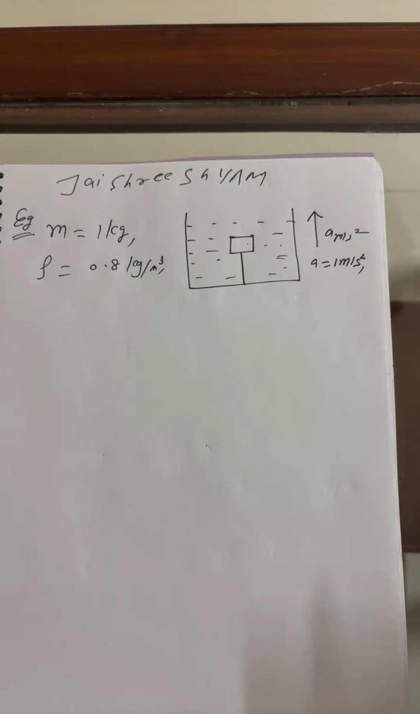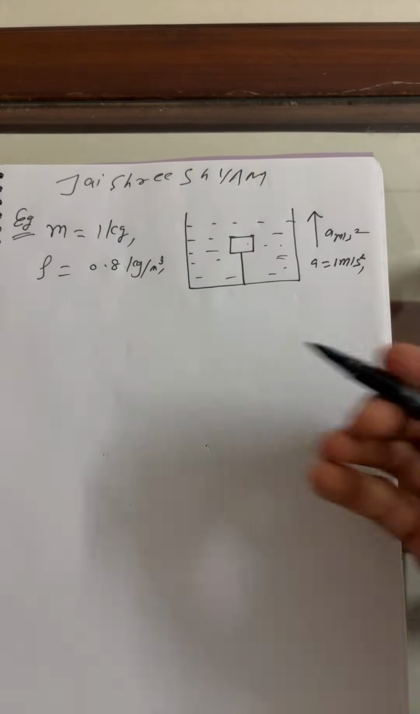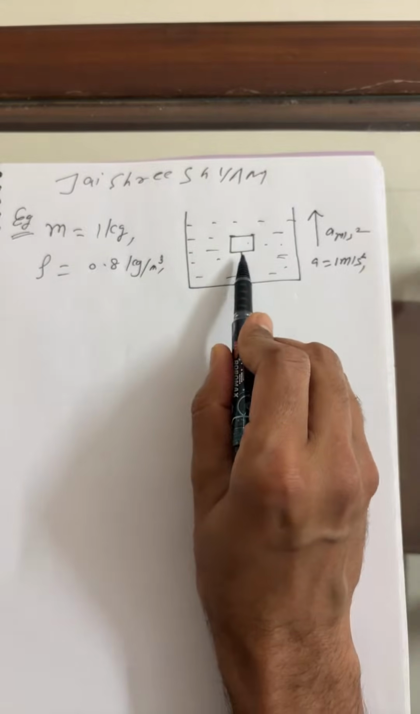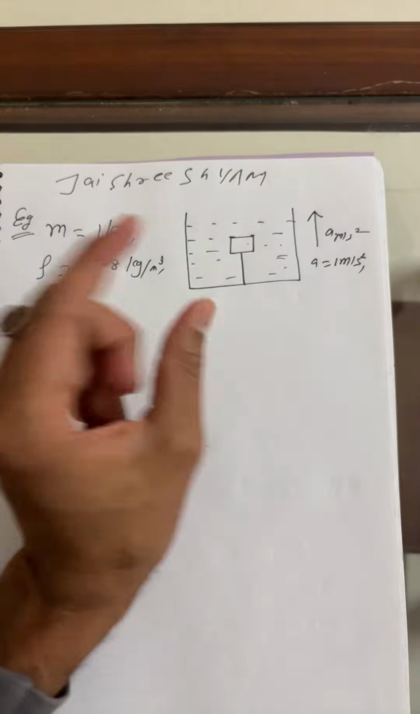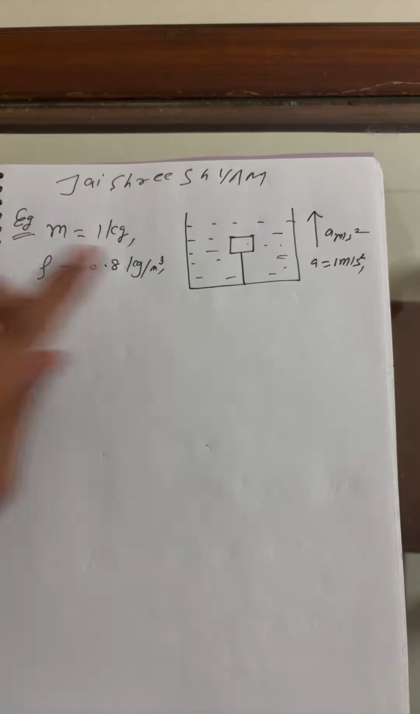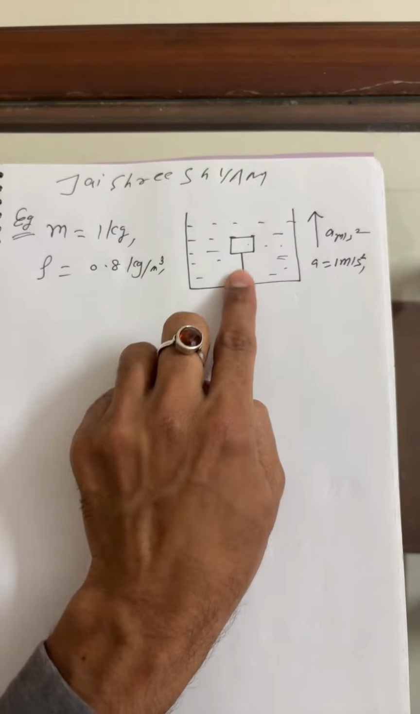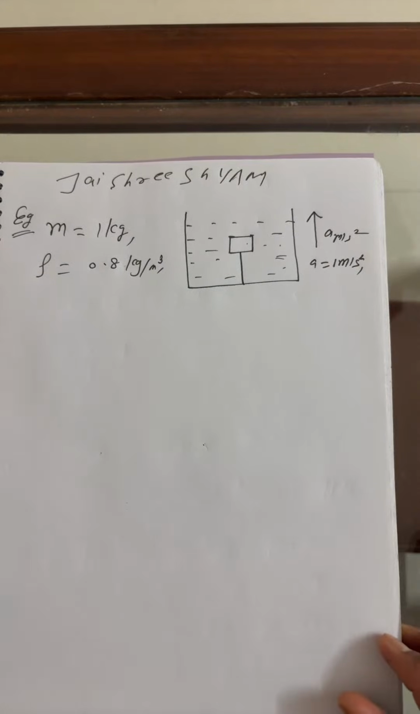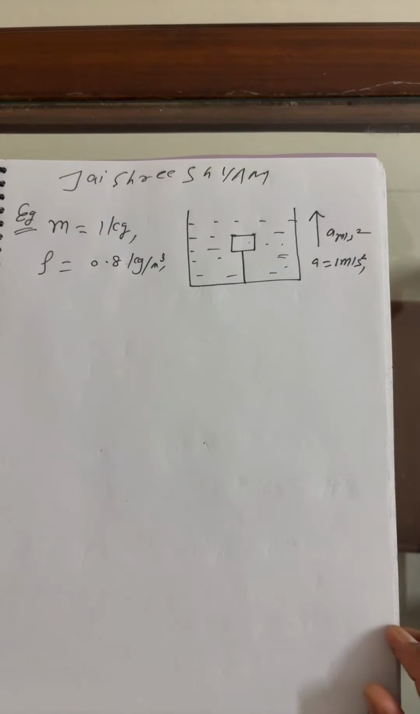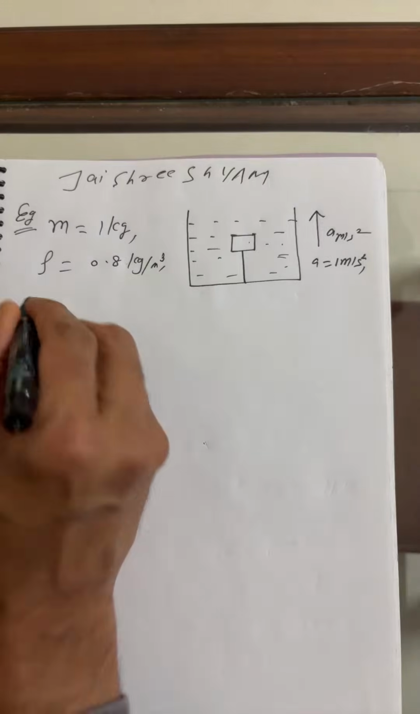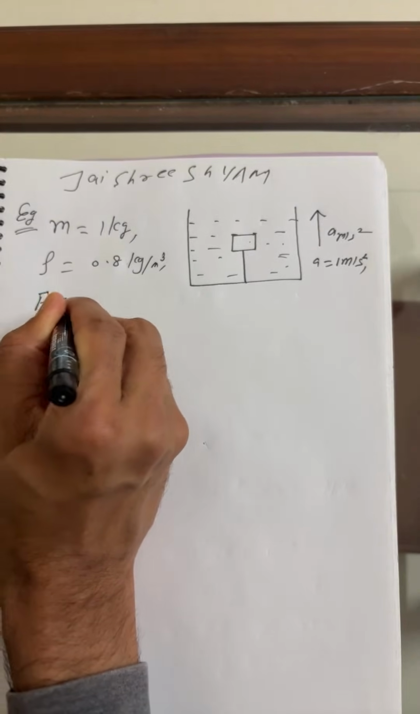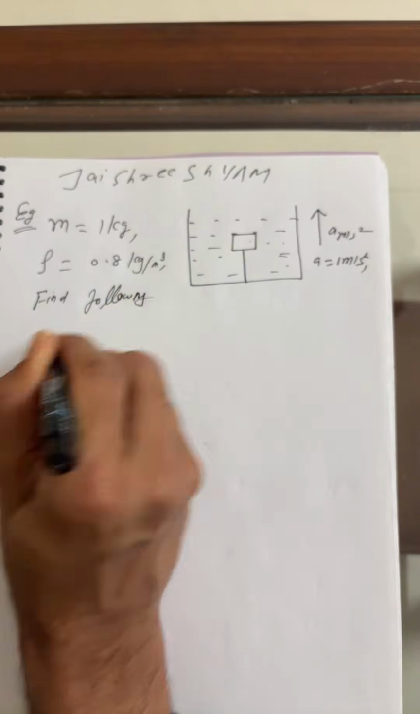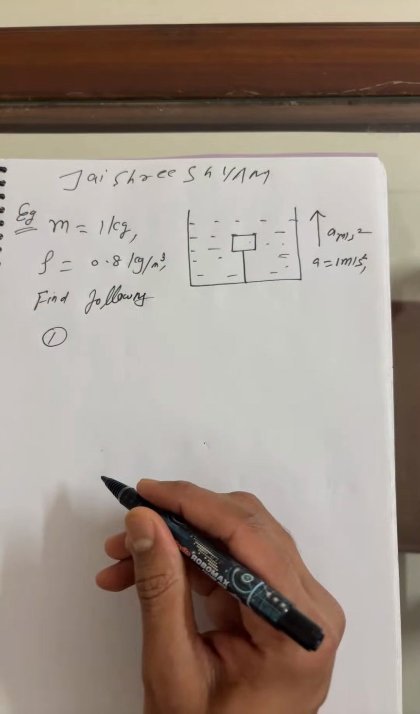Raju, Shor, Aditya Krishna, and what's the name? Arab. Listen to the question carefully. There is a block, which is held stationary because of the string. The entire setup moves in upward direction with acceleration a of 1 meter per second square. Find the following. What is the first one here? The tension in the string.